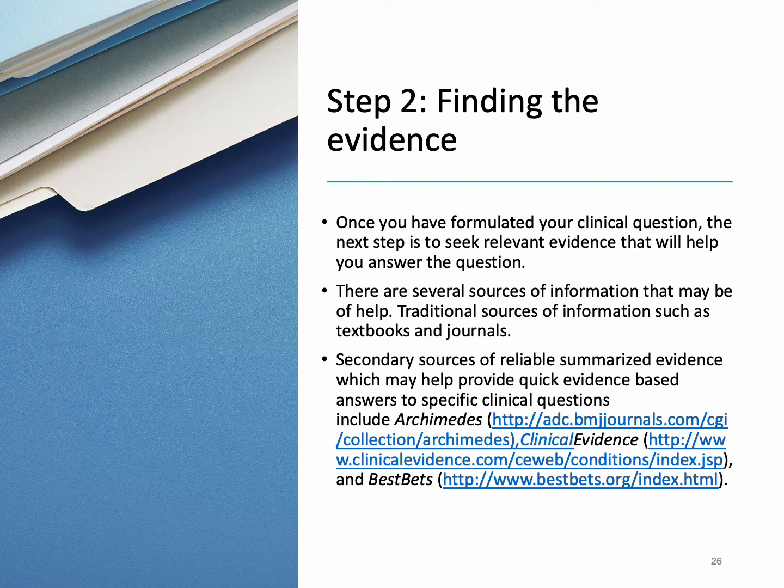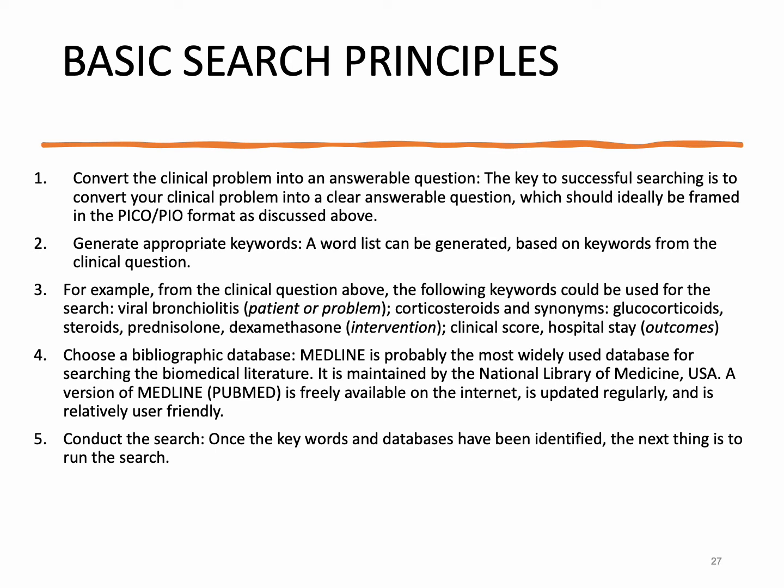There are several sources of information that may help. Traditional sources of information such as textbooks and journals, and secondary sources that reliably summarize the evidence, which may help you provide a quick evidence-based answer to a specific clinical question, included here: BMJ journals, clinical evidence.com, or even here, BestBets. These are freely available sources of data for using EBM.